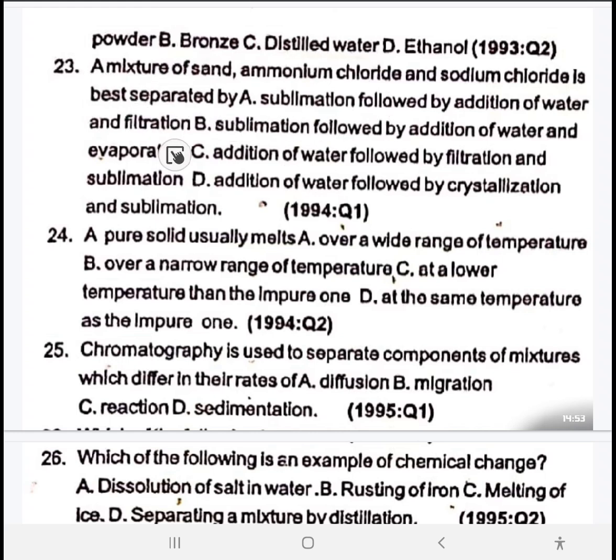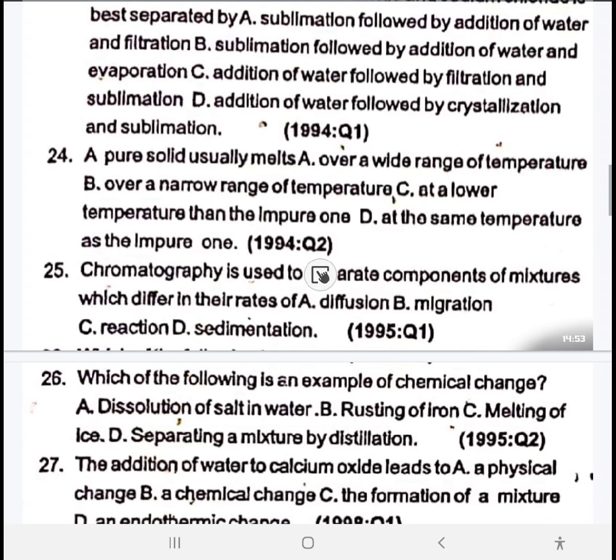So 23, which order should we pick? Sublimation followed by addition of water, then filtration, then evaporation. But you could stop at filtration here. 23 is option A. 24. A pure solid usually melts over a short range of temperature, or a narrow range of temperature. 24 is option B. If the item is pure, it will not take too much temperature range to melt.